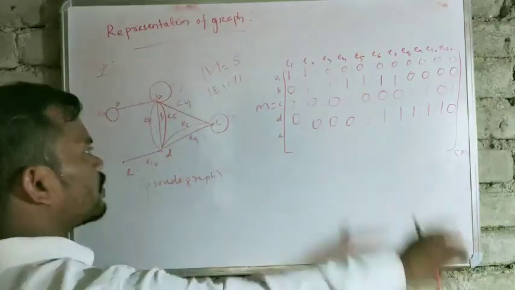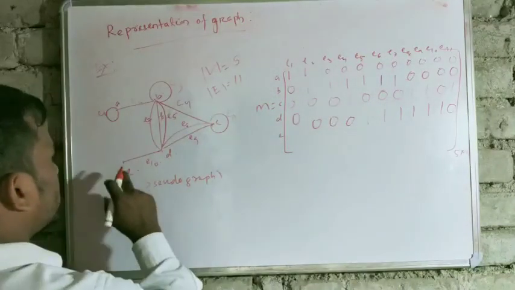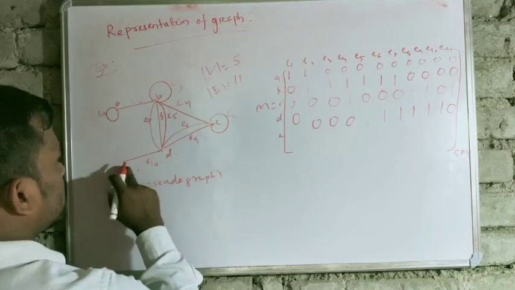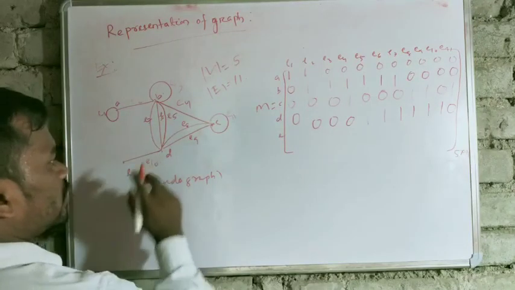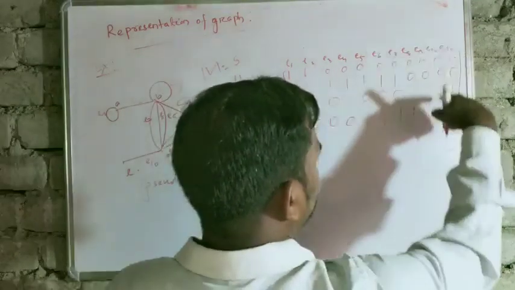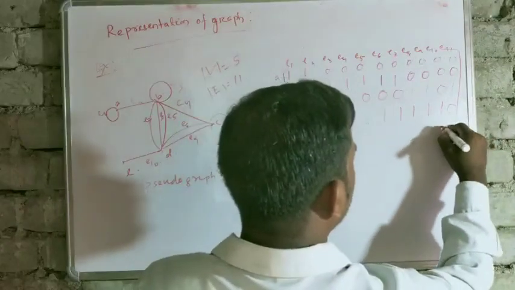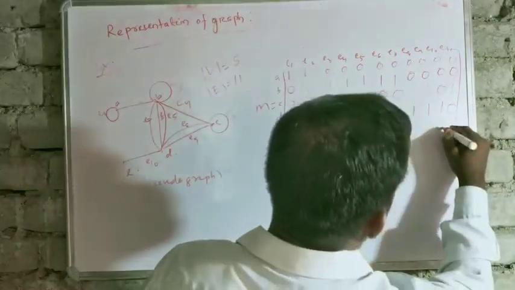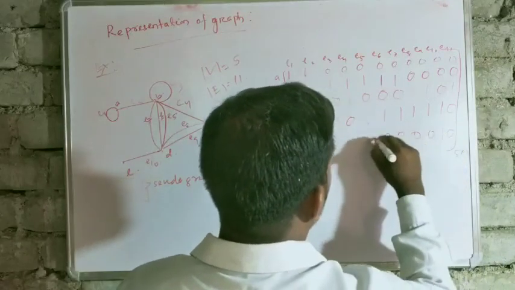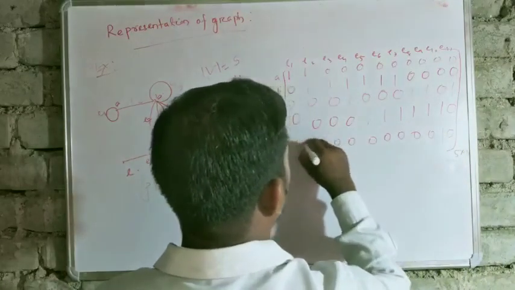Now comes the fifth row. The vertex E is an incident point of only E10. So in the E10 column I will enter 1 and the rest of the entries are 0.